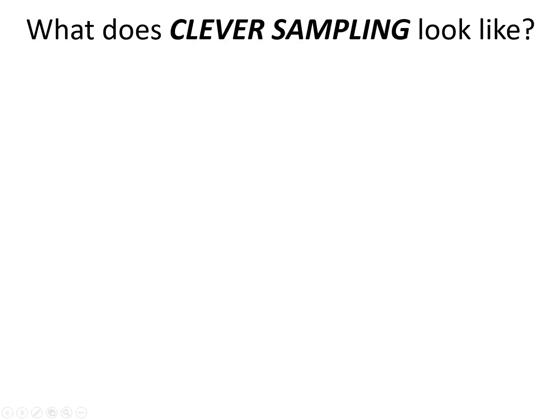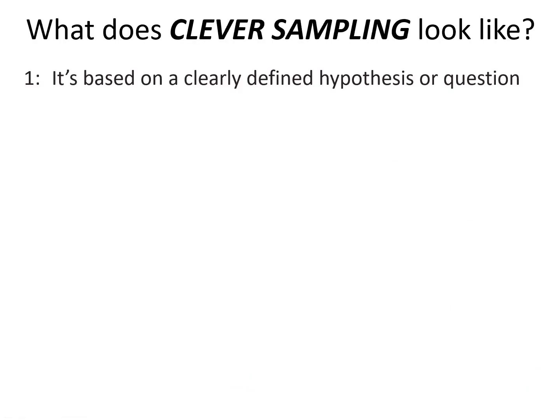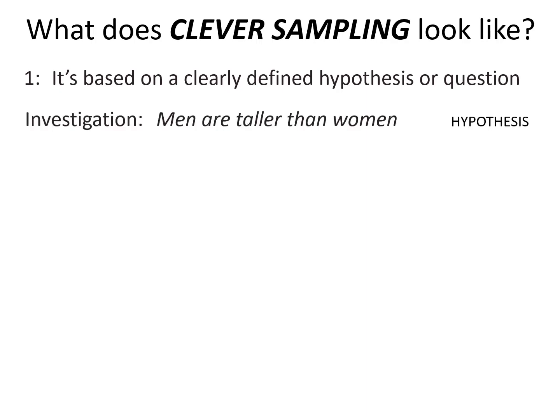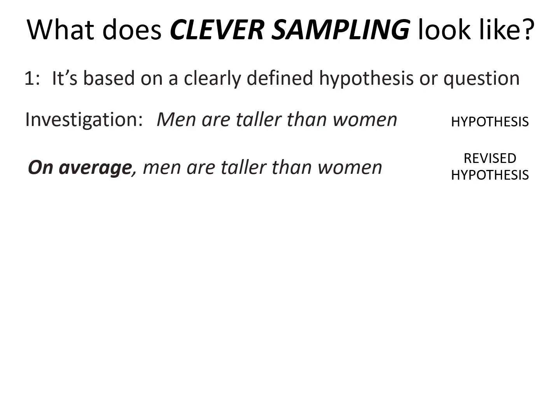What does clever sampling look like? We've already suggested that it's based on a clearly defined hypothesis, or question. So let's make one up. And let's start off with the hypothesis: men are taller than women. There you are, that's our hypothesis. Now, as soon as we start to think about this, we probably realise that there are some short men and there are some tall women. So I suppose what we really mean is, on average, men are taller than women. Okay, now we have a revised hypothesis.